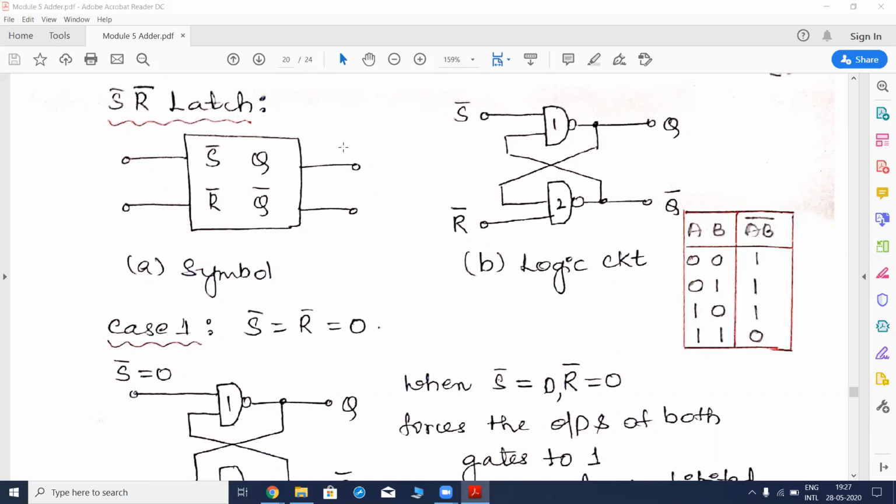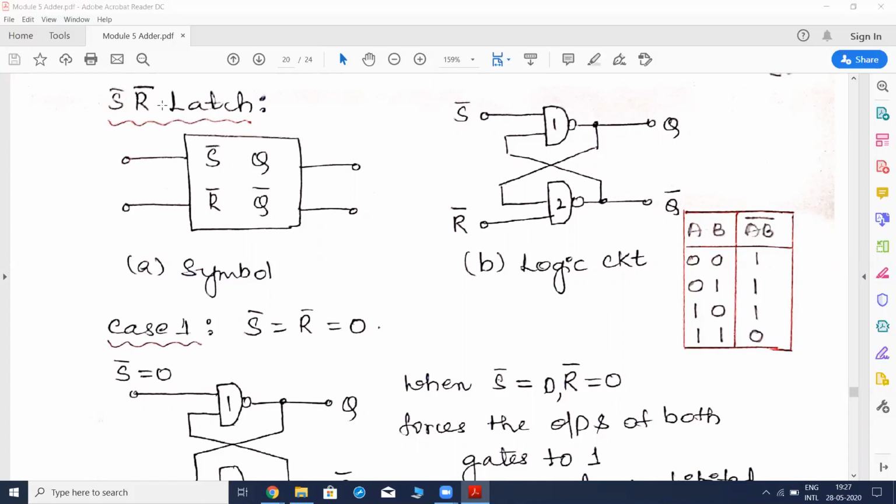So now, this is also an SR latch. In the last session we also discussed the SR latch only. Now we are discussing the S bar R bar latch. This is constructed using NAND gates. In the previous session we had discussed the SR latch using NOR gates.